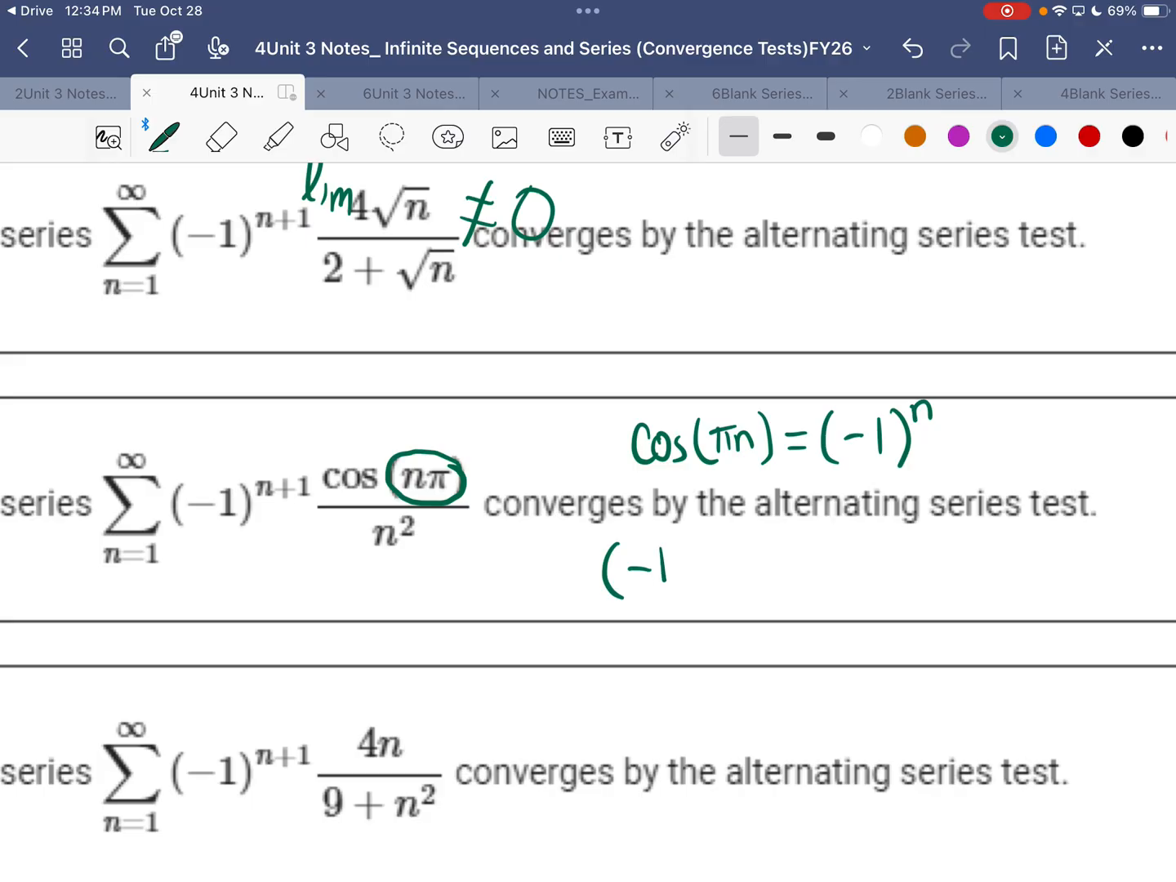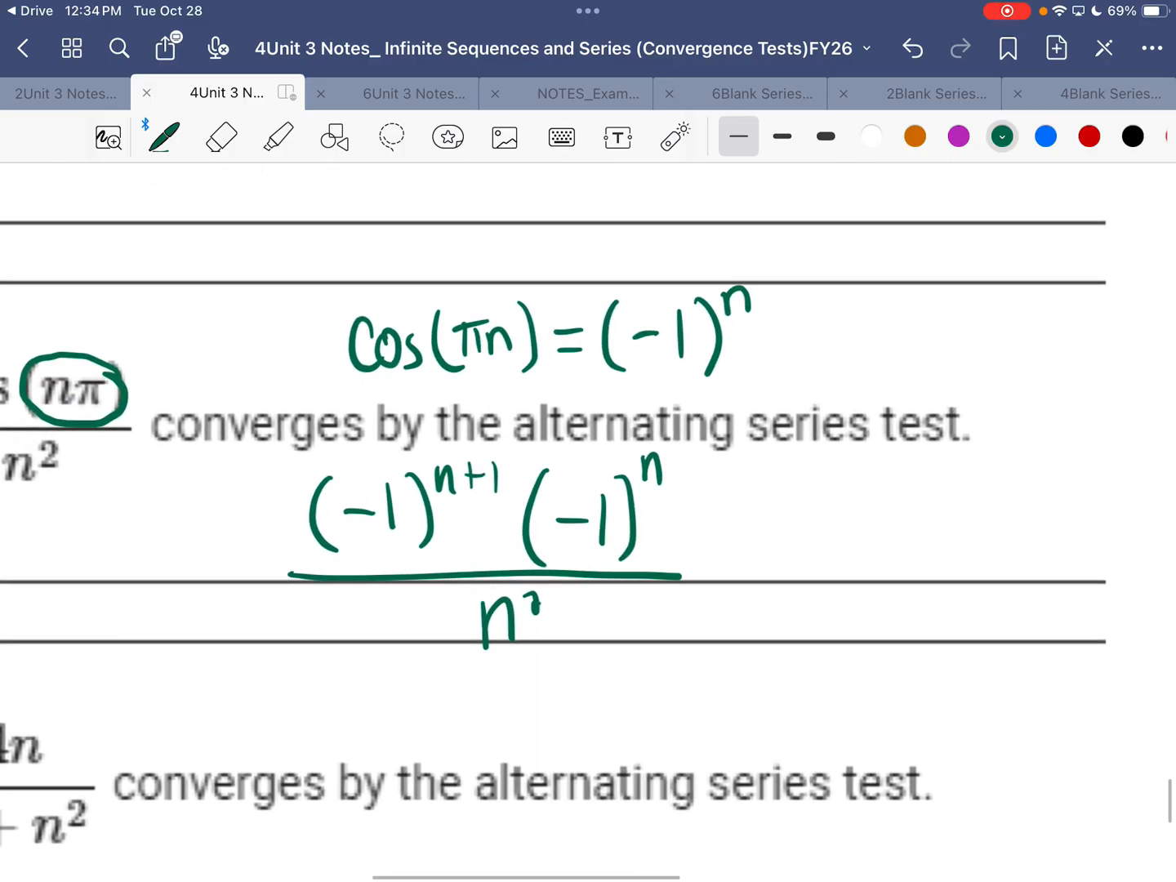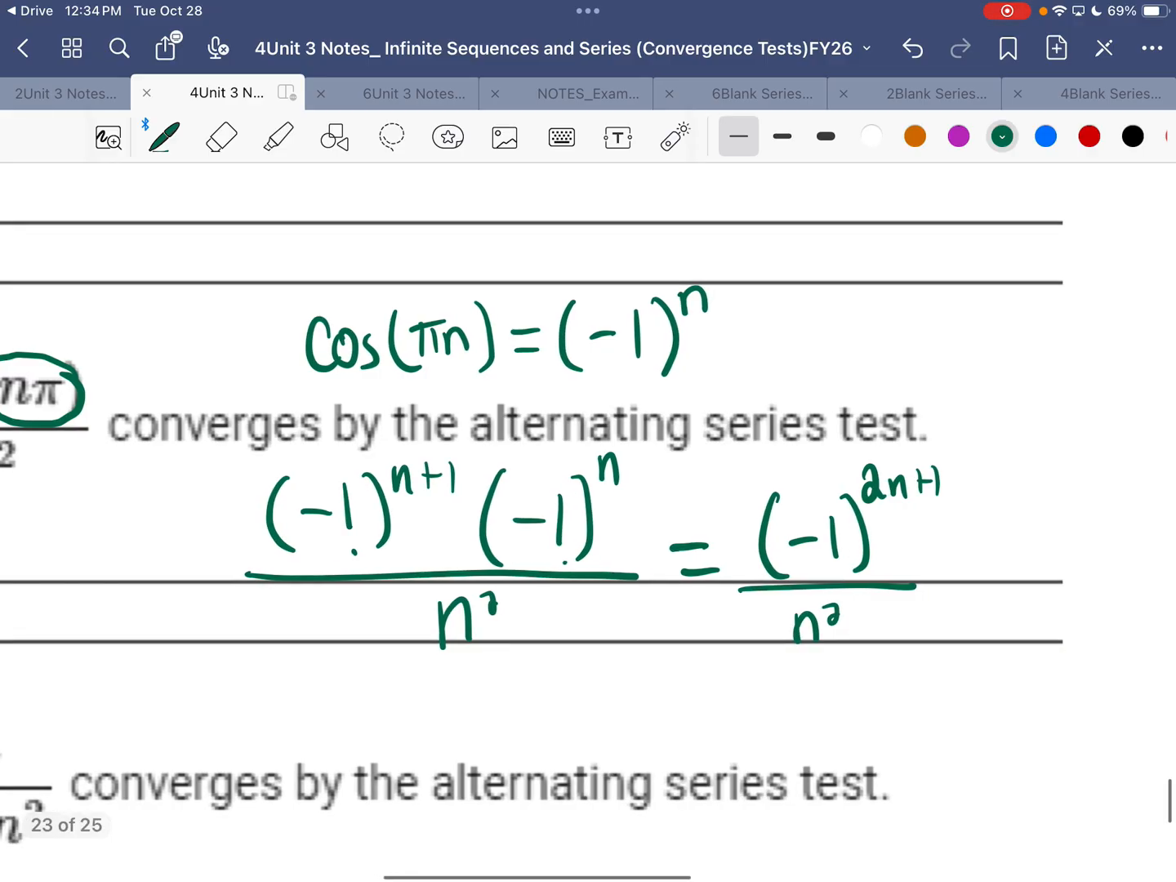So this series is really negative 1 to the n plus 1 times cosine pi n. So it's like times negative 1 to the n over n squared. And we have the same base. So what are you going to do with their exponents? Same base, negative 1, negative 1. What do you do with the exponents? Add them. So you have 2n plus 1 over n squared. And then negative 1 to the 2n plus 1, what does that equal?